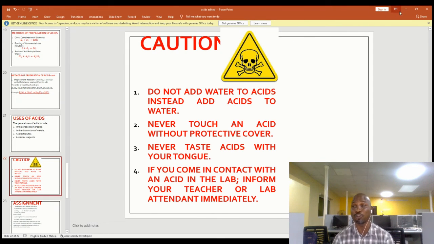Now, let me caution you, this is very, very dangerous. Do not add water to acid. Instead, add acid to water. Never touch an acid without protective cover, meaning your hand gloves must be on if you want to touch an acid. Never taste an acid with your tongue. Yes, when I said acids have a sour taste, it does not mean you should taste an acid with your tongue. But of course, like I said, you can get the taste from unripe fruits, like unripe pawpaw, unripe mango, unripe orange, guava, just to mention a few. If you come in contact with an acid in the laboratory, inform your teacher or lab attendant immediately for safety.